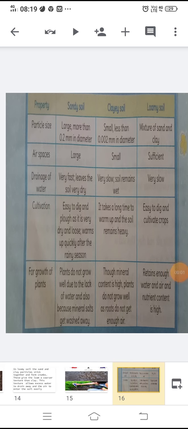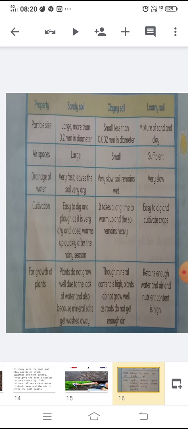Now, we are going to study about the properties of the different kinds of soil. First one, particle size. Sandy soil, large, more than 0.2 millimeter in diameter. Clay soil, small, less than 0.002 millimeter in diameter. It is very small in size. Loamy soil, mixture of sand and clay. The large sandy soil and also the small clay soil mixed together to form this loamy soil.